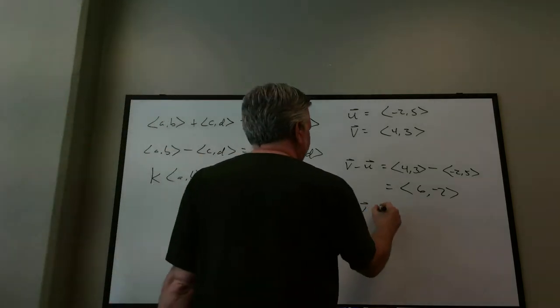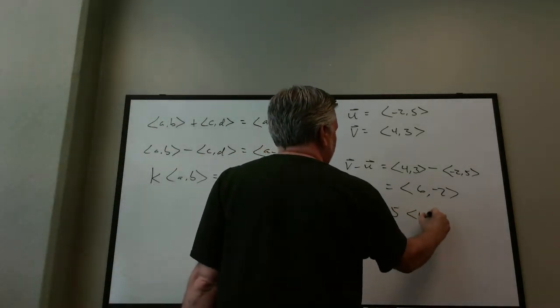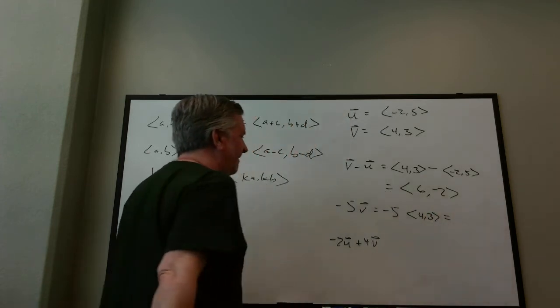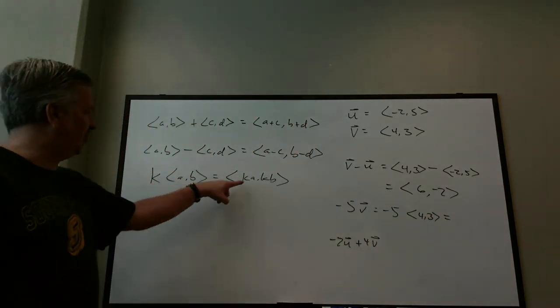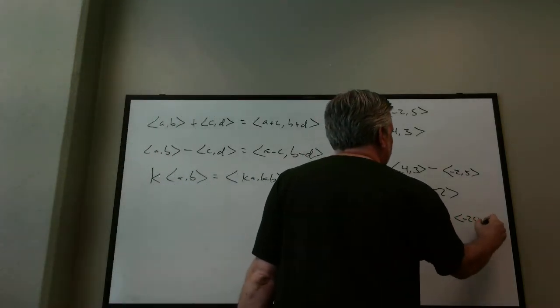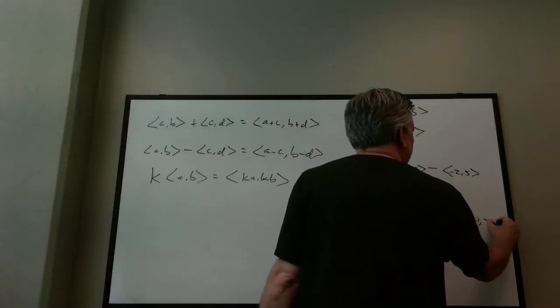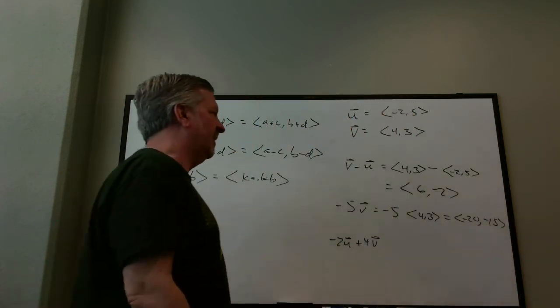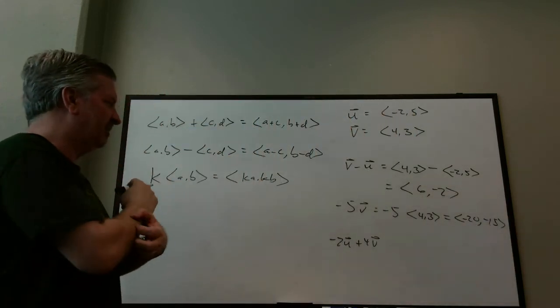Now how do we do negative 5v? Let me write vector v here. By the definition, what do you do with the scalar? You multiply each component by the scalar. Negative 5 times 4 is negative 20. Negative 5 times 3 is negative 15. And make sure you're writing brackets for vectors.